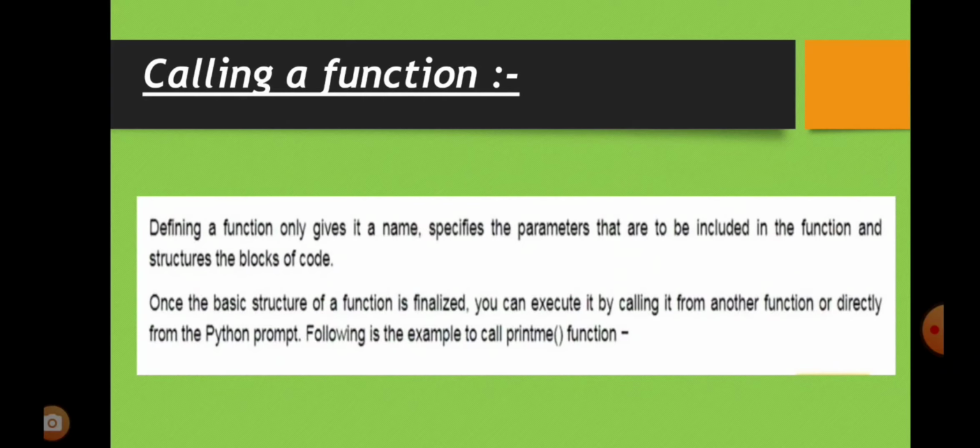Next we will discuss calling a function. Defining a function only gives it a name, specifies the parameters that are to be included in the function and structures the blocks of code. When the basic structure of a function is finalized, you can execute it by calling it from another function or directly from the Python prompt. Following is the example to call the printme function.